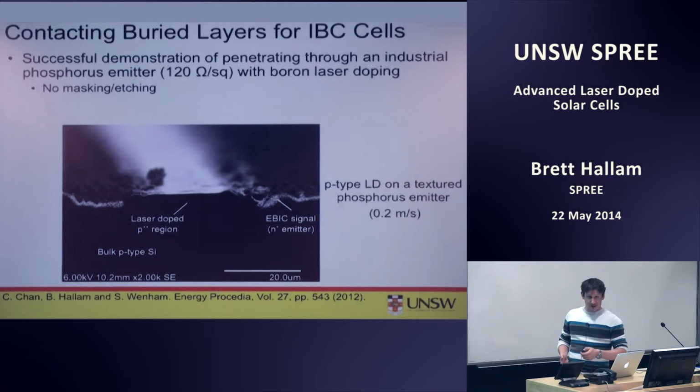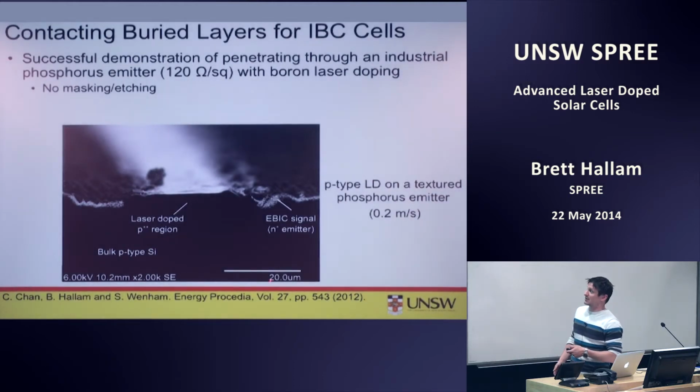Now, to demonstrate this, we've looked at EBIC. So here we can see on a bulk p-type silicon wafer, we've got our conventional EBIC signal from the phosphorus diffusion, but there's no EBIC signal in the laser doped region. So we can see we've converted the initial N-type surface region into a p-type laser doped region.